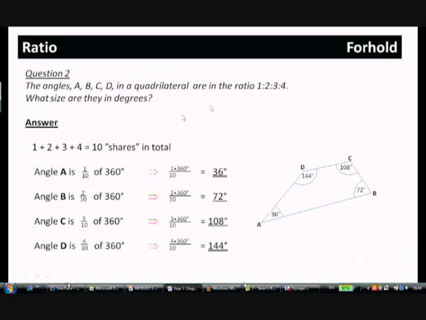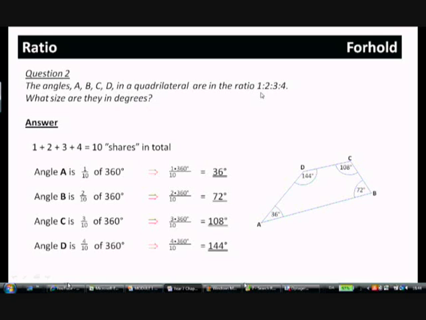Here's another question that you might see one similar to. It's all about the angles in a shape, in a four-sided shape, a quadrilateral, and they're going to be divided in the ratio 1 to 2 to 3 to 4. So the angles A, B, C and D in a quadrilateral are in the ratio 1 to 2 to 3 to 4. What size are they in degrees?